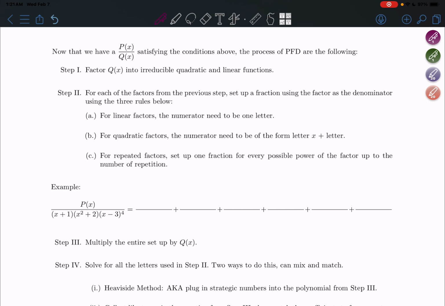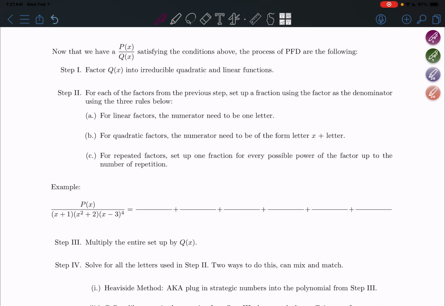We have 3 rules for that though. For linear factors, rule A, the numerator needs to be one letter: A, B, whatever, one letter. We'll do some examples in just a second. For rule B, for quadratic factors, the numerator needs to be of the form letter x plus letter. In other words, we need a general linear function.